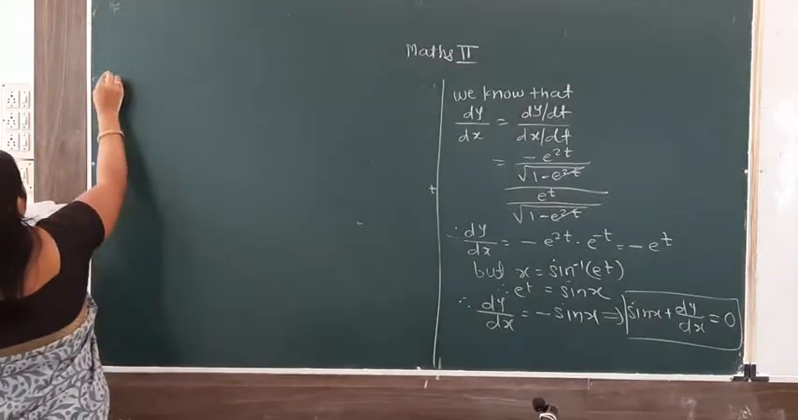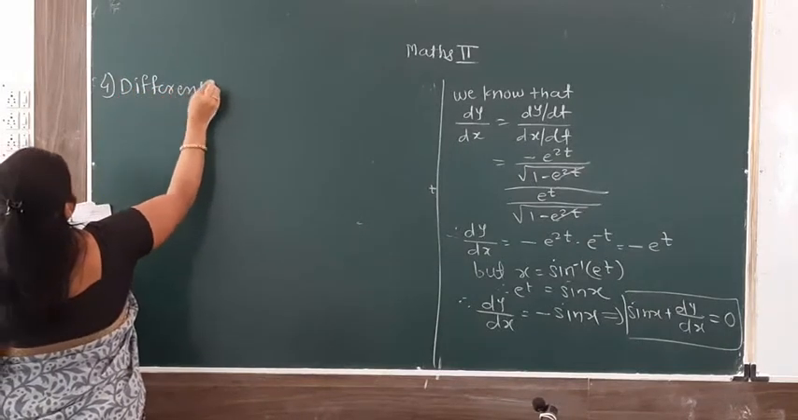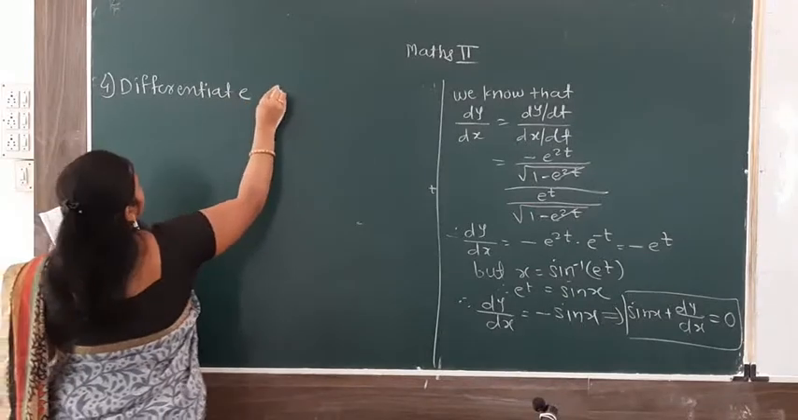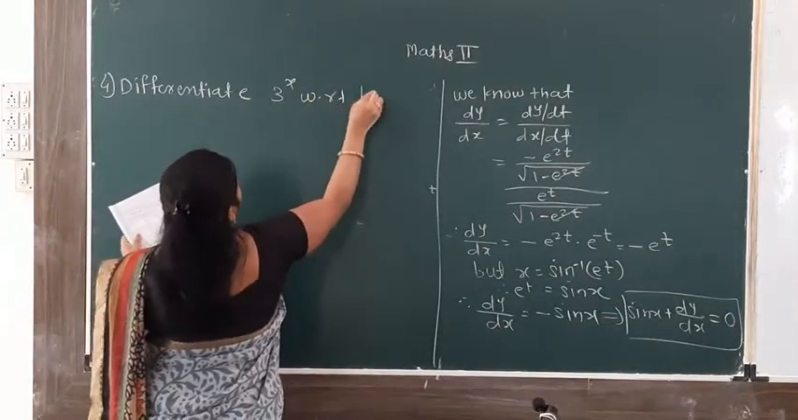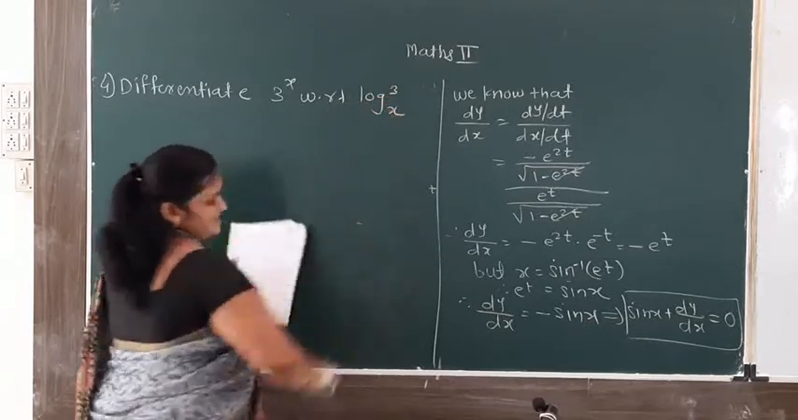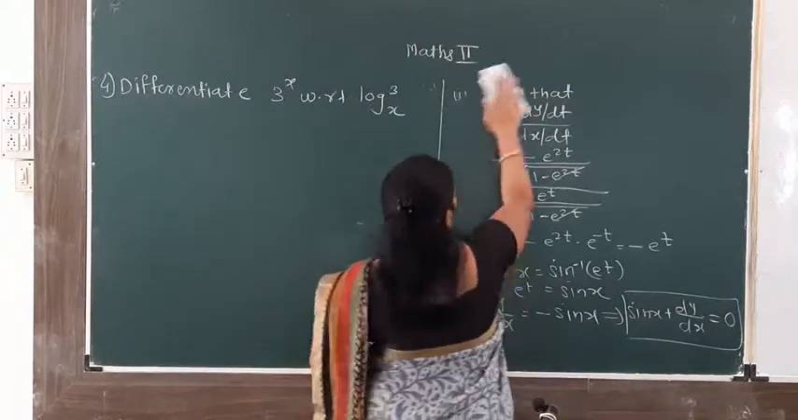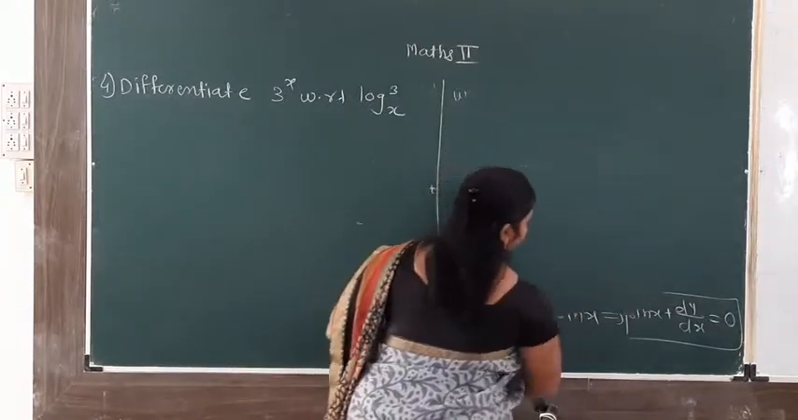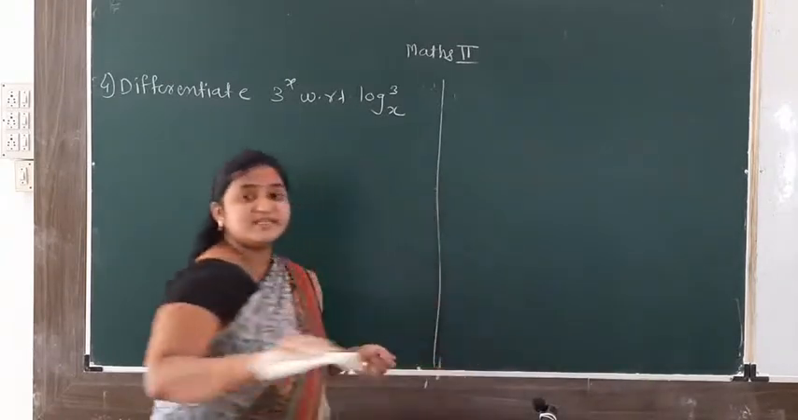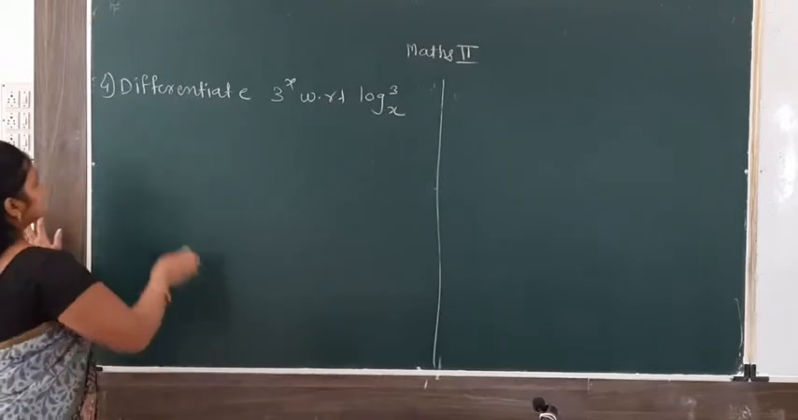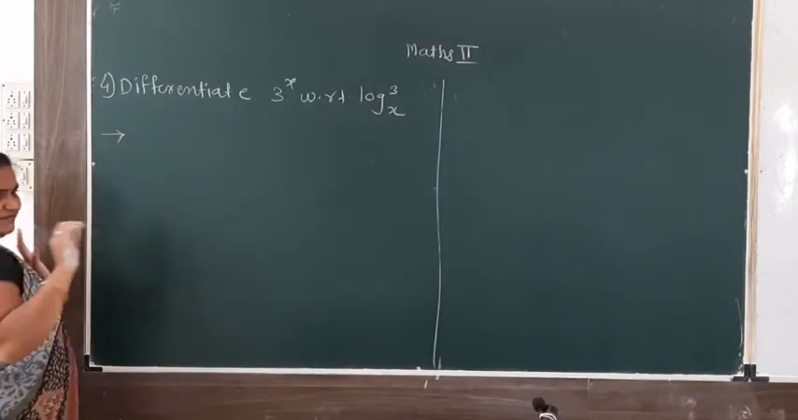Fourth example: differentiate 3 raised to x with respect to log of x to the base 3. So here one function is differentiated with respect to another function. The first function is 3 raised to x and the second function is log of x to the base 3. This type of example we solve again by parametric form.